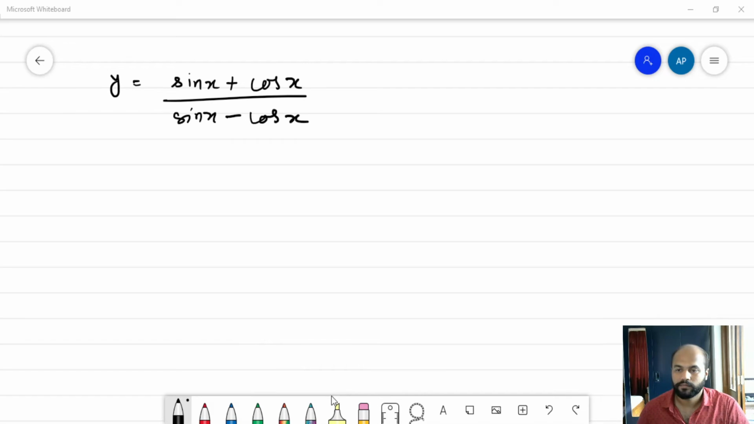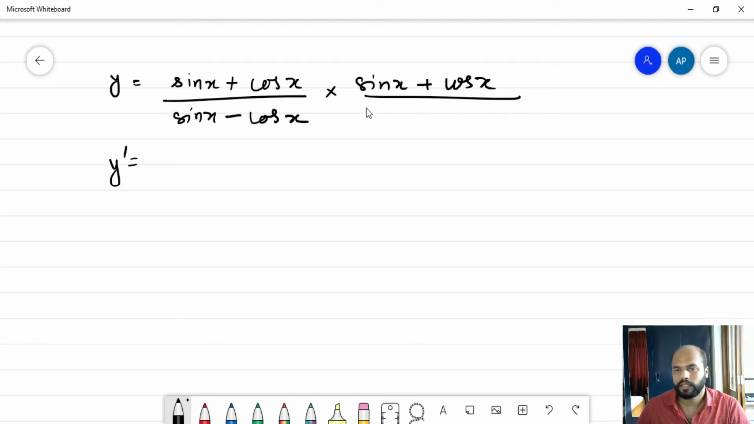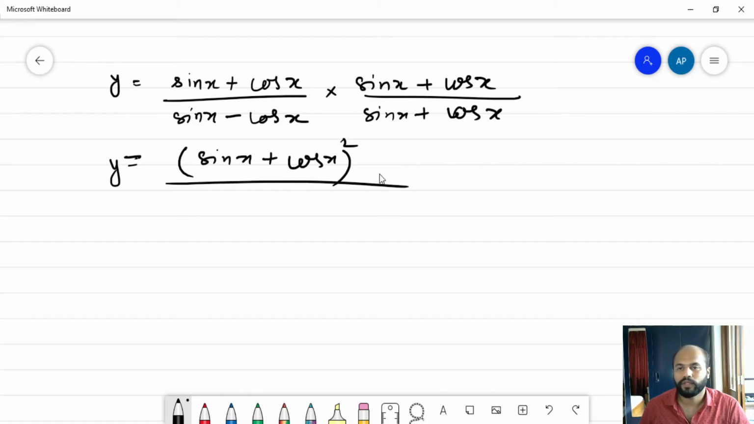Let's take up another function. This time it's sin x plus cos x by sin x minus cos x. Derivative of this, let's see what we can do. So first what I'm going to do is multiply this by sin x plus cos x over here, and in the new denominator I'm going to write sin x plus cos x. So multiply and divide by sin x plus cos x. As I do this, what will happen to the function? Let's see that. The function becomes sin x plus cos x the whole square at the top, and at the bottom we are going to get sin square x minus cos square x.